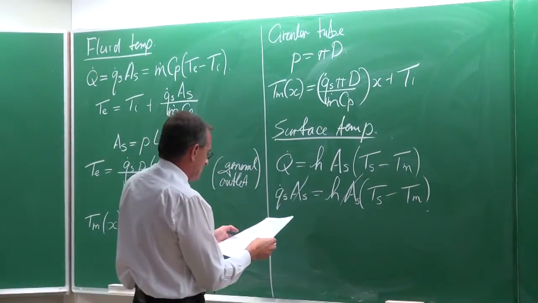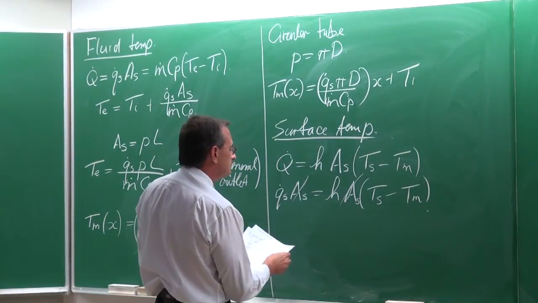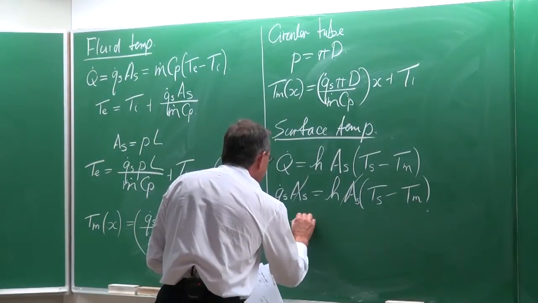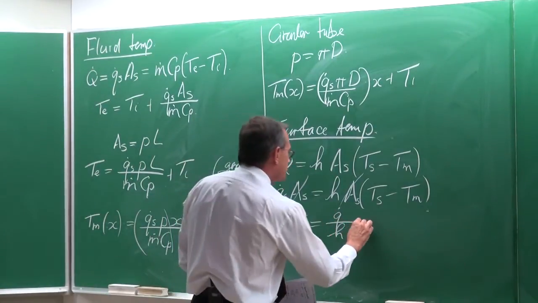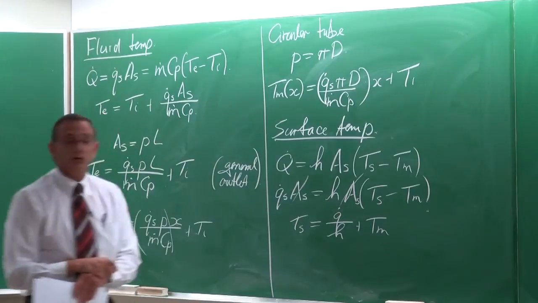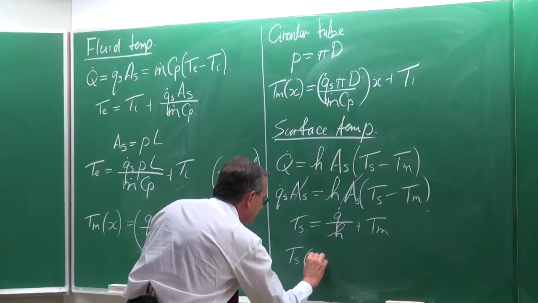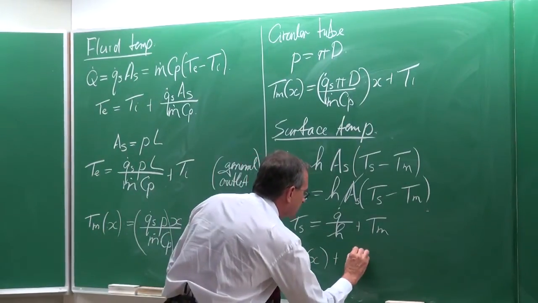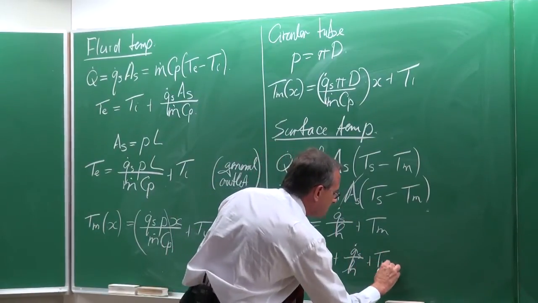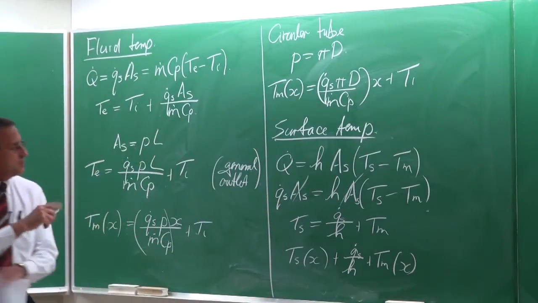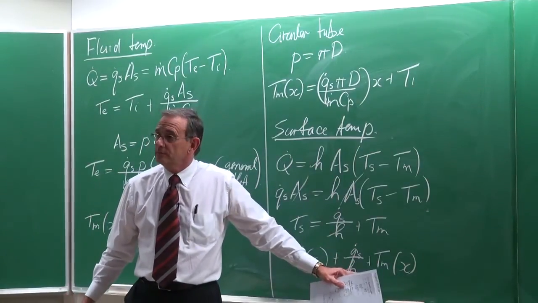And therefore, we can get the surface temperature very easily. I mean, we can just say the surface temperature is equal to the heat flux divided by the heat transfer coefficient plus Tm. In general, do you agree? Or then let's write it as a function of x, like that, which would be more accurate, plus Tm as a function of x. So for any point x, we can get the surface temperature if all those are known.